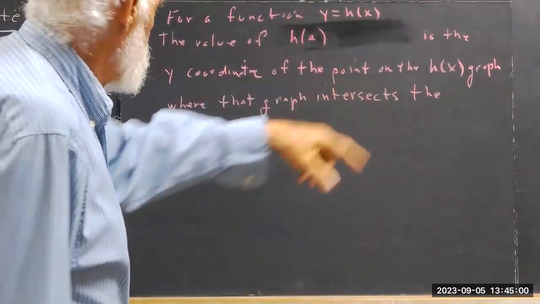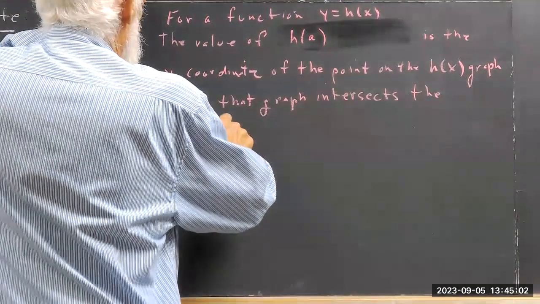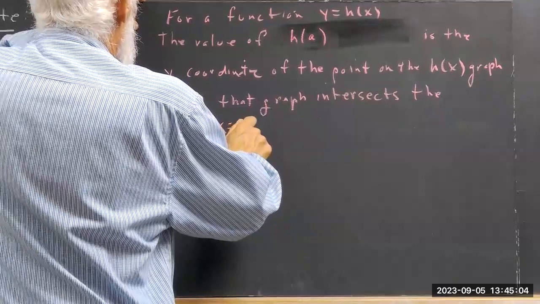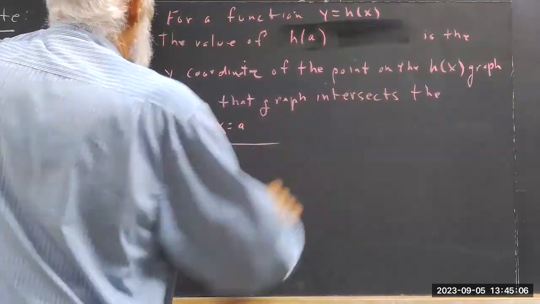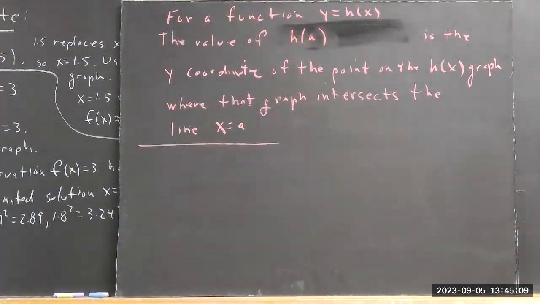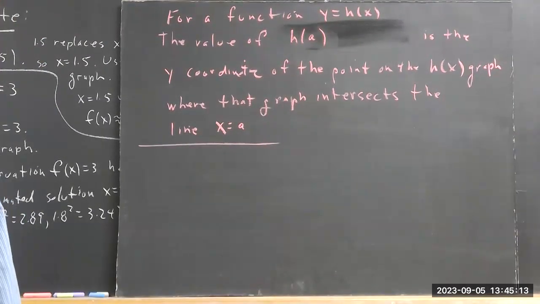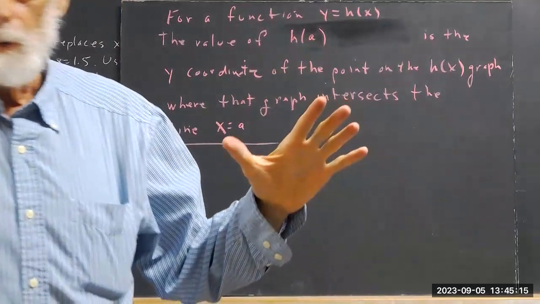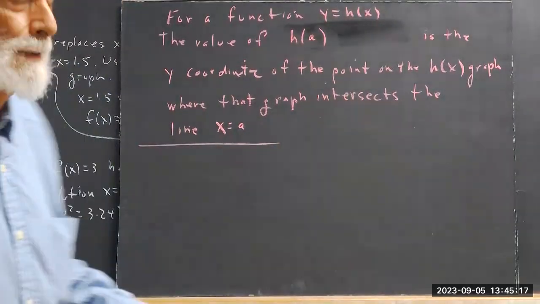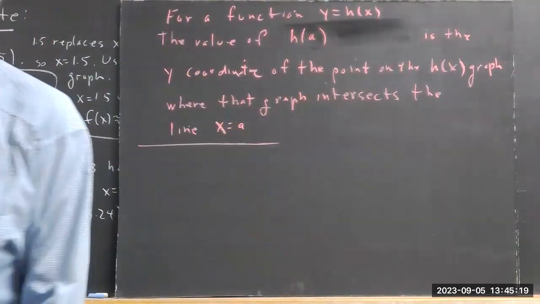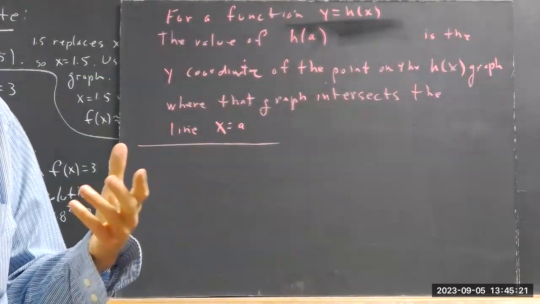So that graph intersects the line x equals 8. Now, on a 1 to 5 scale, they don't have to hold up 2 hands. How much sense does that statement make right now?